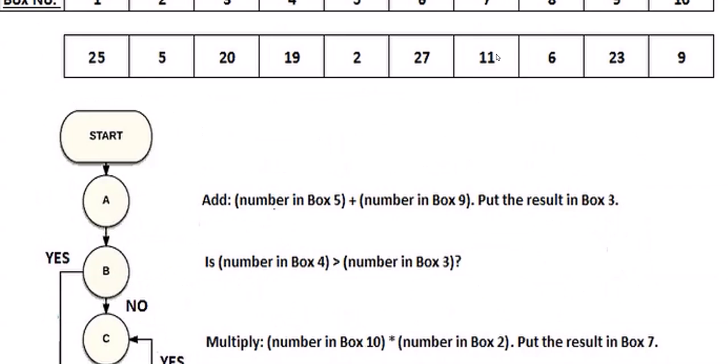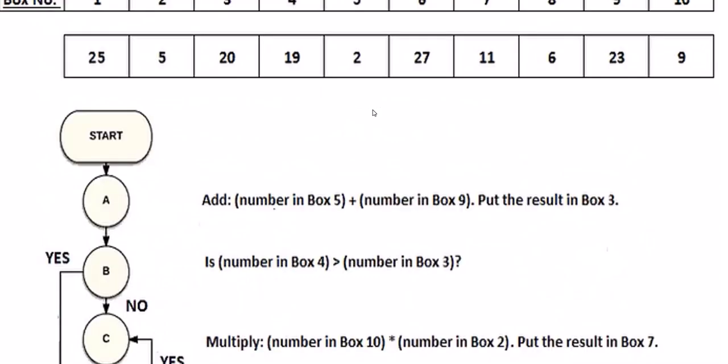Flowchart related, the continuation will be there in the next slide as well. Right, so flowchart related question. They give 2 to 3 questions with the same flowchart. Now here, first operation, first step to be performed. Box 5 value, box 9 value, put the result in box 3. Box 5 is 2, box 9 is 23. Adding, box 3 should be updated to 25.